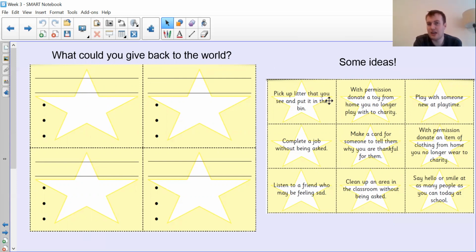There are some ideas over here. Pick up litter that you see and put it in the bin. How could you do it? Go for a walk, see litter, pick it up, find the nearest bin, put it in. Complete a job without being asked. How could you do it? Look around the house. I see that there's some dirty dishes on the side. I'm going to clean them without mum or dad having to ask me to. Lots of different ways to do this. Have some fun with it. Show that kindness that I know you can all do.